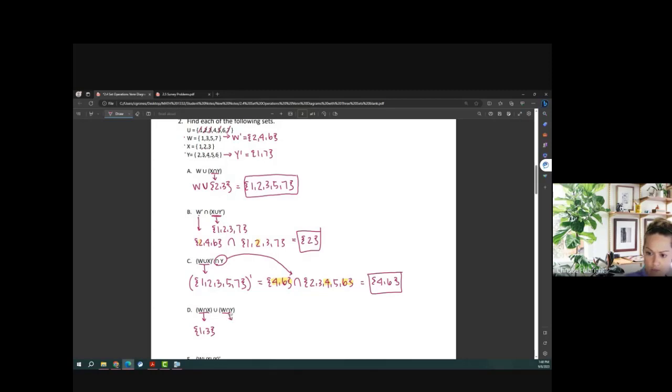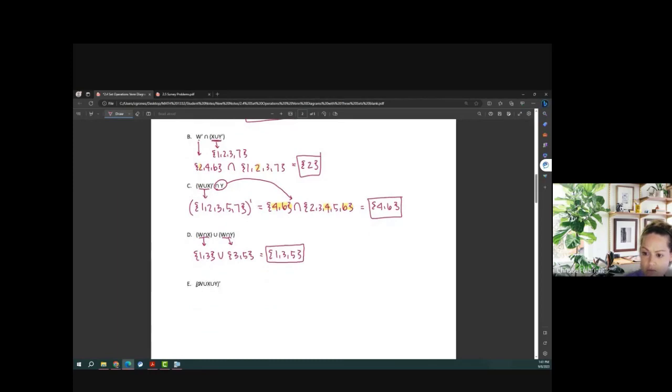Okay. And then we're going to do this other parentheses. We want the intersection of W and Y. So W has 1, 3, 5, 7, and Y has 2, 3, 4, 5, and 6. So the elements that are in both of these sets looks like they both have 3 and they both have 5. And we want the union of these 2 sets. So we are left with 1, 3, and 5. Remember, we are not going to put repeated elements in there twice.